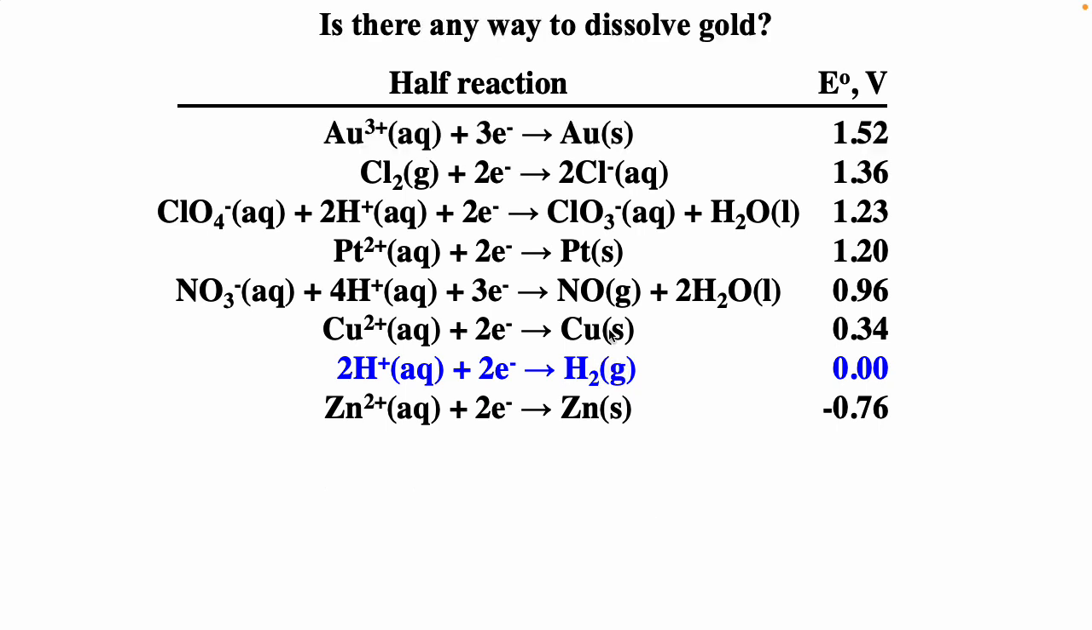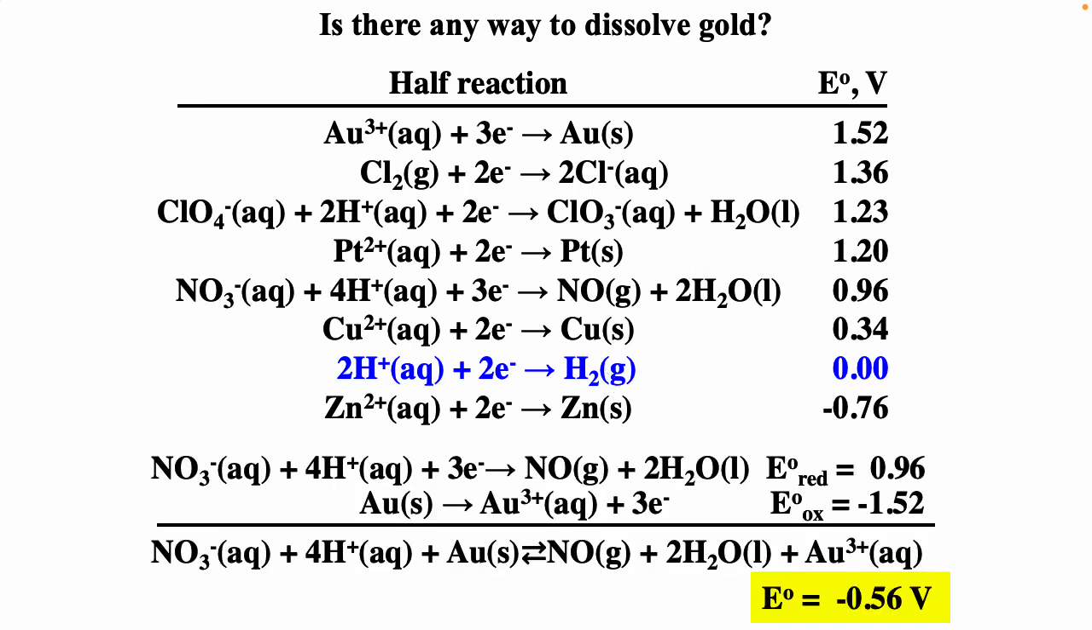So we could ask ourselves, is there any way of dissolving gold? Gold is up here. If we flip this reaction, that would give us a minus 1.52. And so the perchloric acid actually is not able to spontaneously react with gold. Nitric acid, not able. HCl, not able. All those will give us a negative potential, meaning it's a non-spontaneous reaction.